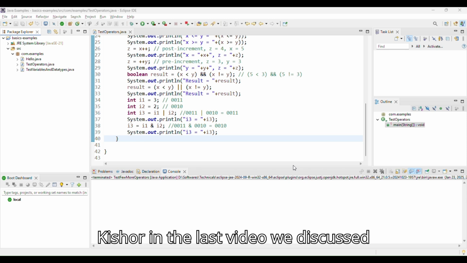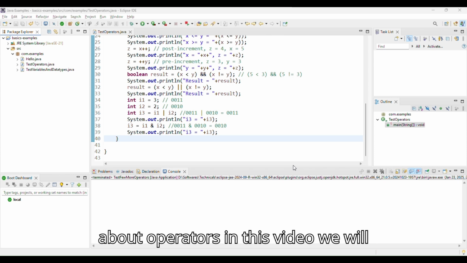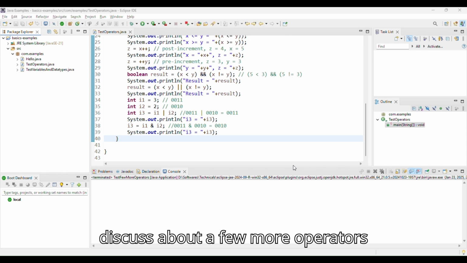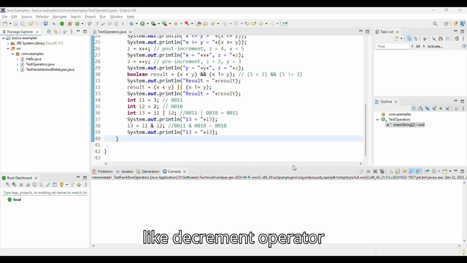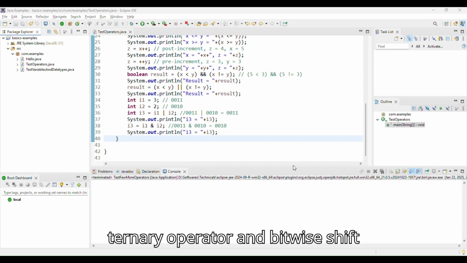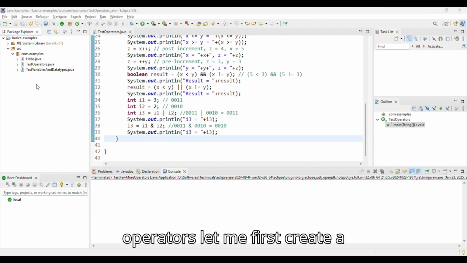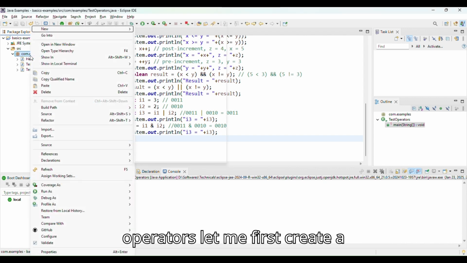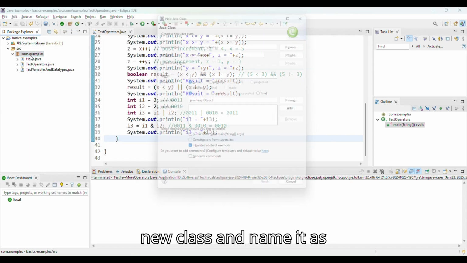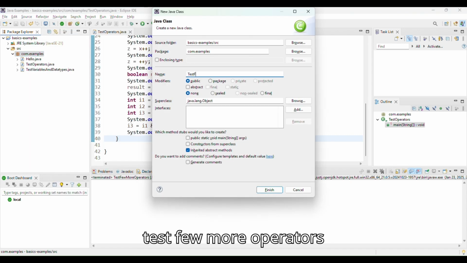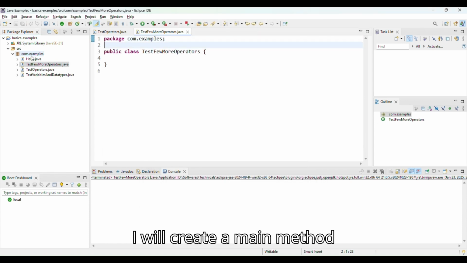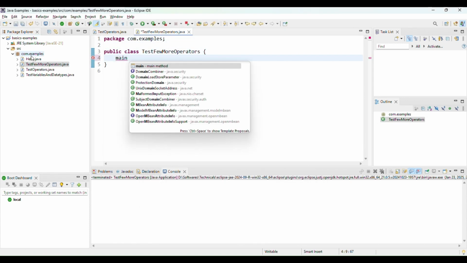In the last video, we discussed about operators. In this video, we will discuss a few more operators like decrement operator, ternary operator, and bitwise shift operators. Let me first create a new class and name it as test few more operators. I will create a main method.